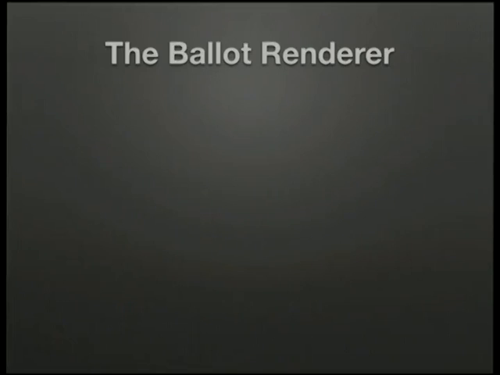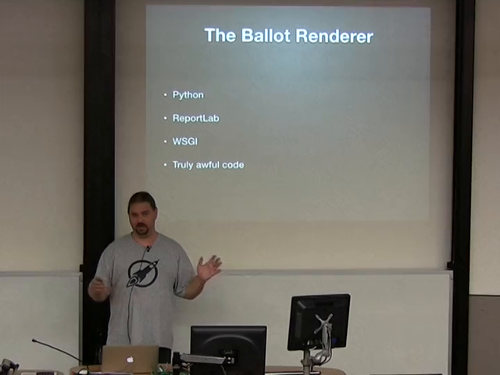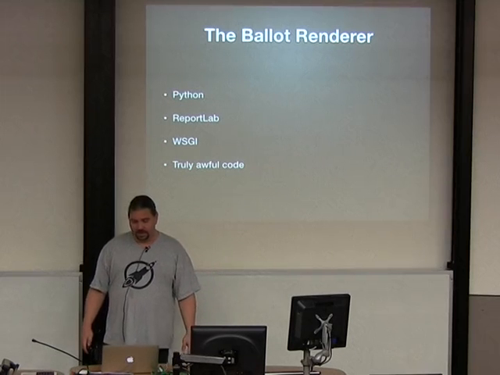And the last part was the ballot renderer. It was written in Python, used ReportLab to generate PDF, and was just a little WSGI app. And it was vile. Not because anything involved in it was particularly bad. It was just that I was running up against the time when I needed it to work, and the JFDI principle really came to the fore there.